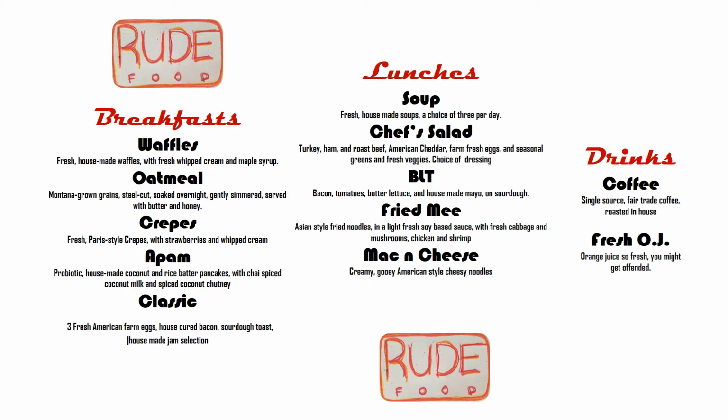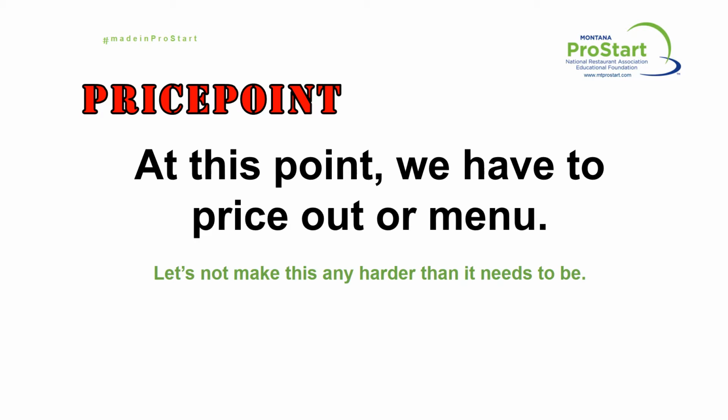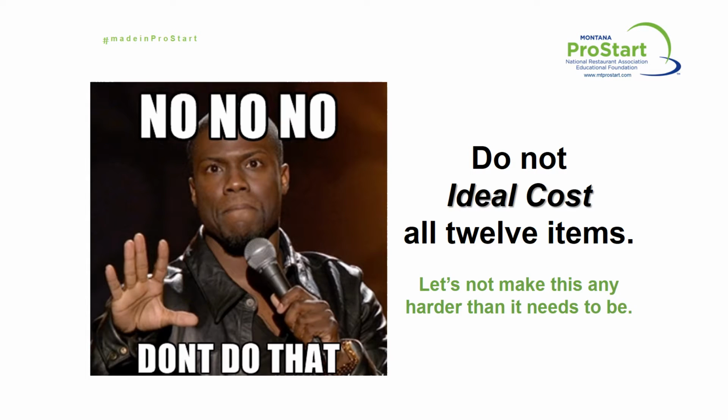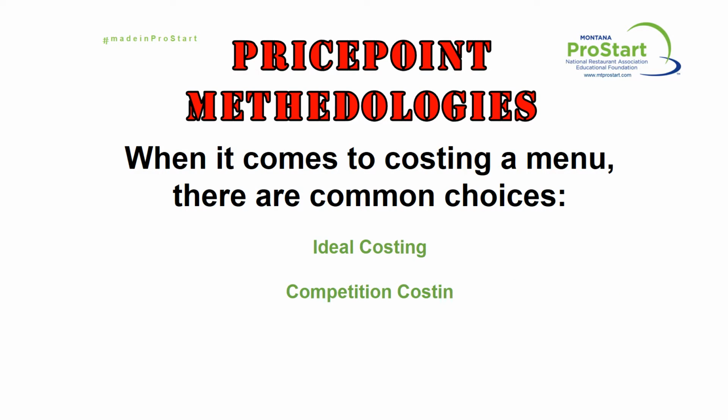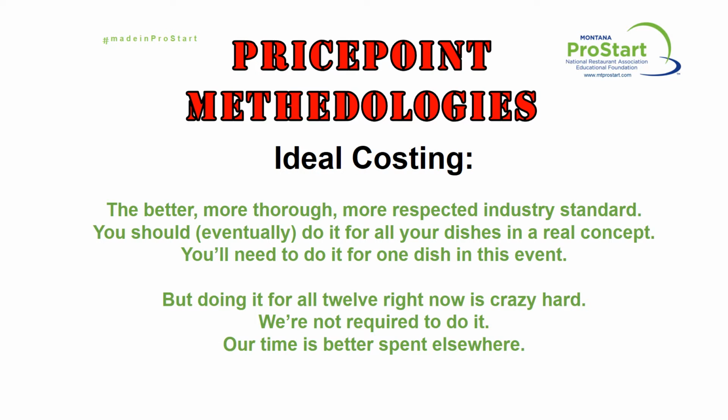At this point, we move on to the next stage, and we've got to price out the menu. This has been done the hard way too many times. Do not ideal cost all 12 items. Let's explain what ideal costing is. There are really 2 different ways that restaurants cost menus: ideal costing and competition costing. The better, more thorough, respected industry standard is ideal costing.